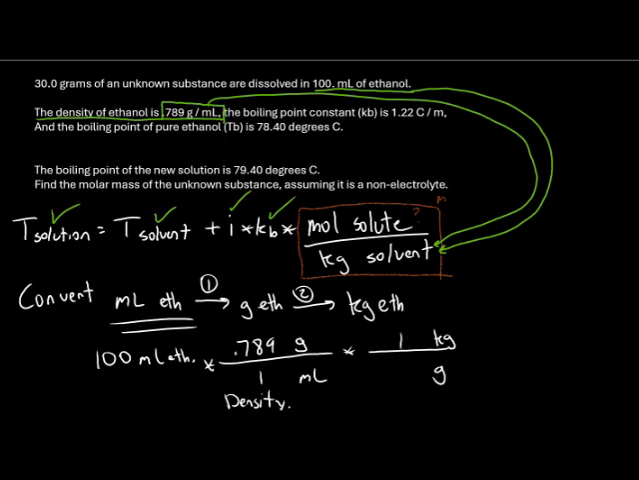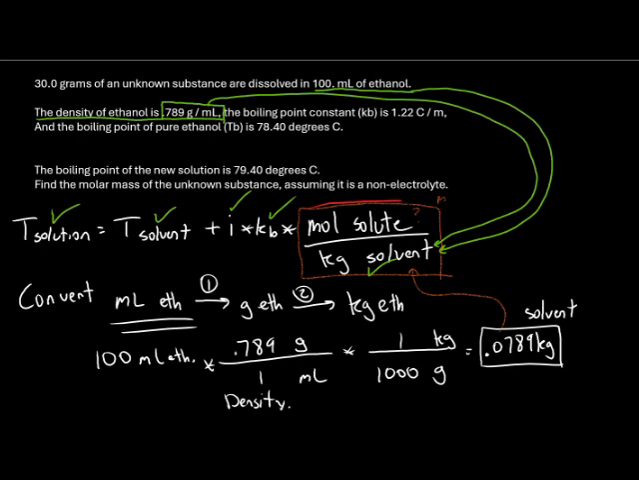Our SI conversions tell us that 1 kilogram is the same as 1,000 grams, and now we can do these operations in the calculator, where we take 100, multiply 0.789, divide by 1,000. If you place these in the calculator, you'll get 0.0789 kilograms. This will be our kilograms of solvent, and we will now place this in the bottom position in this fraction. We will now also check off the bottom of the fraction, meaning that the only thing that we don't know is now the moles.